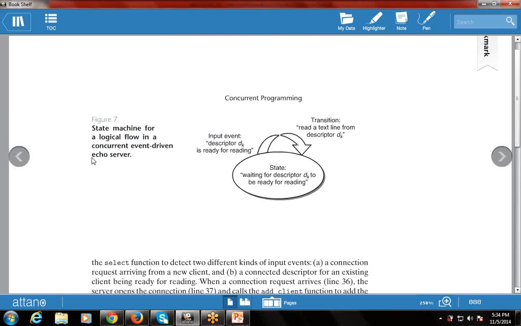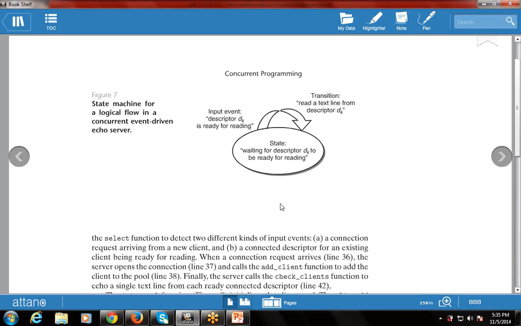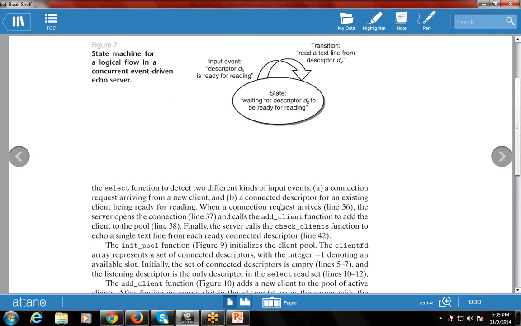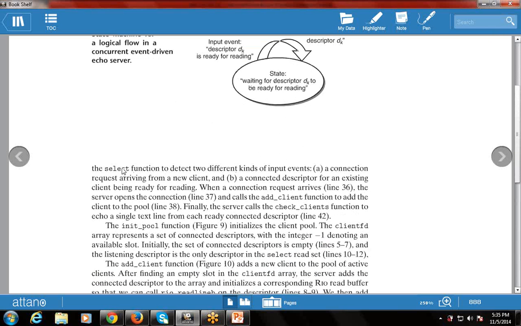This is the state machine for a logical flow in a concurrent event-driven echo server. There is a state that is waiting for a descriptor, that is dk, to be ready for reading. There is a transition, where the input event is that the descriptor is ready for writing. One transition is to read a text line from the descriptor dk.